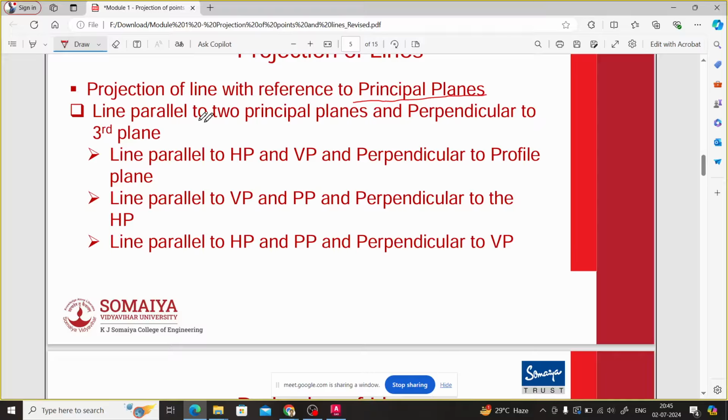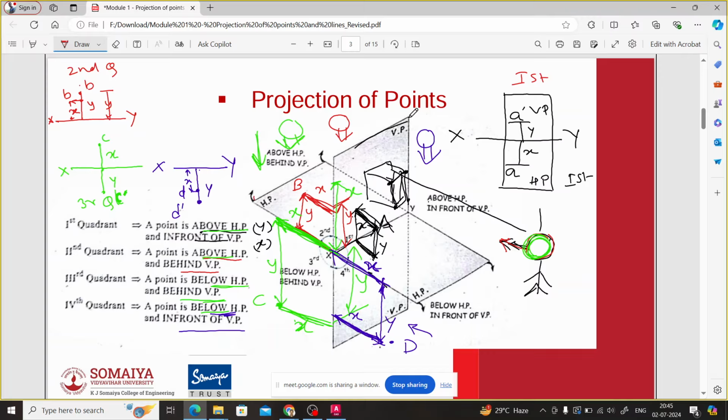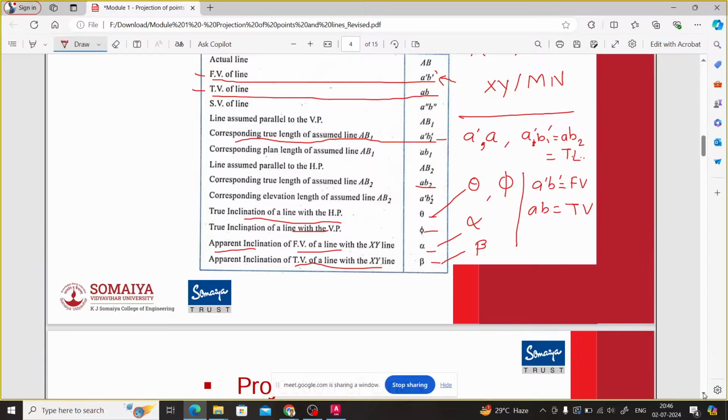Now what is mentioned: the line is parallel to two principal planes and perpendicular to the third. What do we mean by the third plane? Now we will introduce one more plane. Suppose there is a plane which is perpendicular to the vertical plane as well as perpendicular to the horizontal plane. This is called the profile plane. I will discuss it later, currently not required.